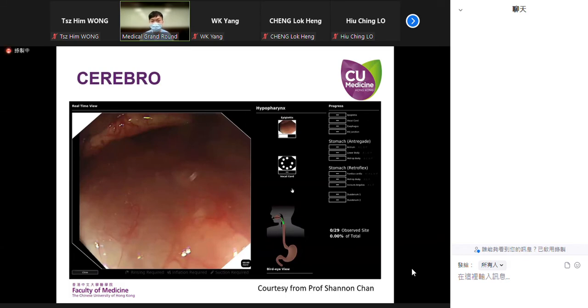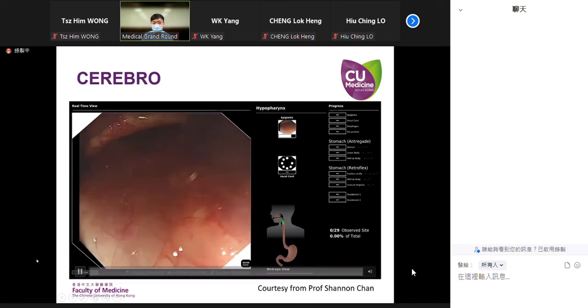So here is a video of the Cerebro system. Let me first briefly introduce the interface. On the left-hand side is the luminal view of the endoscope. Basically, it's just the same as what we do in usual practice. But on the right-hand side, there are some checklists for each station. We can see there are the epiglottis, the vocal cord, the esophagus, the stomach, and also the duodenum. If you have adequately examined that area, the system will give you a tick. So let's play the video.